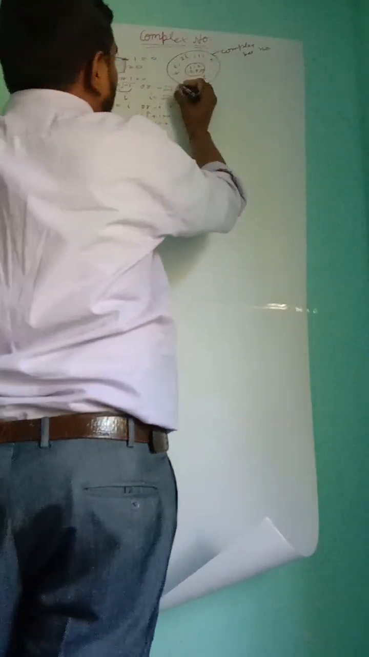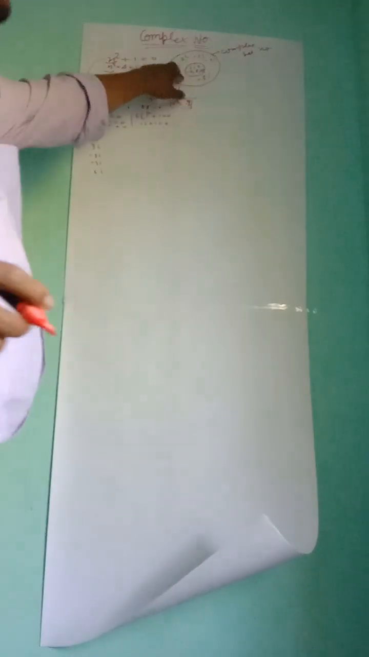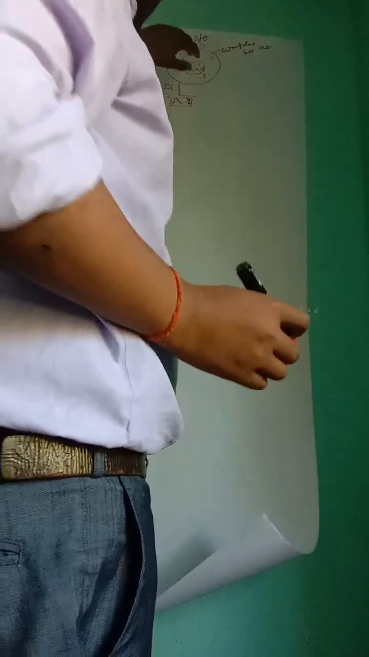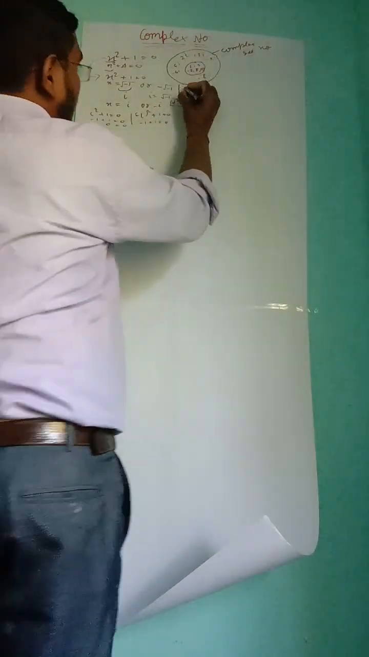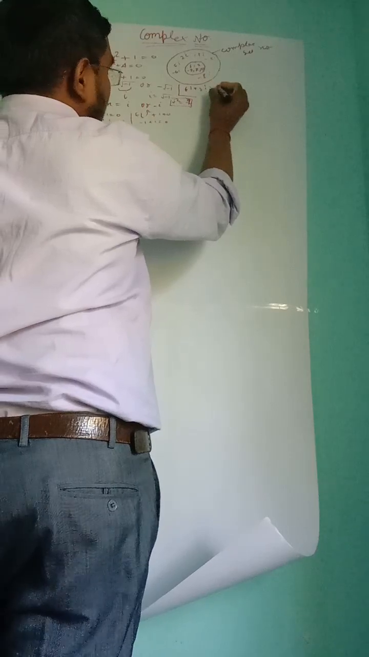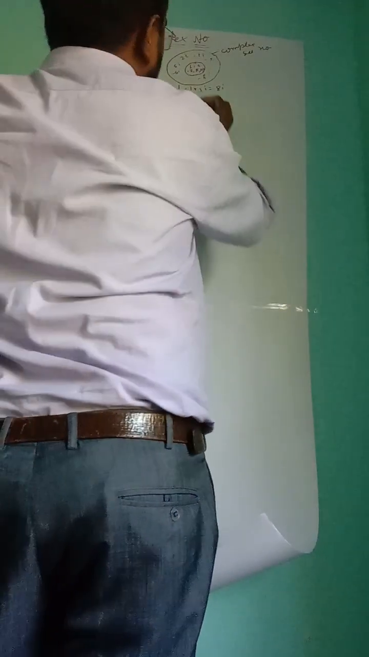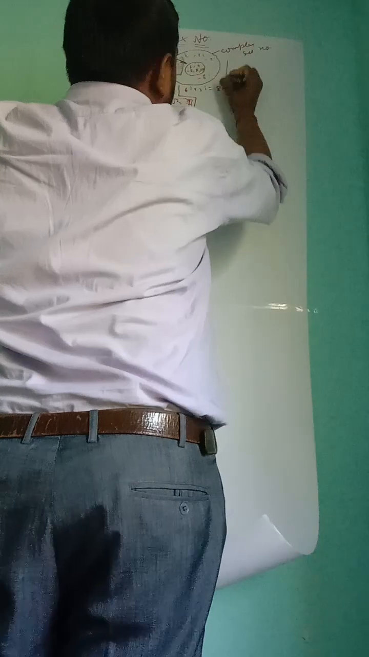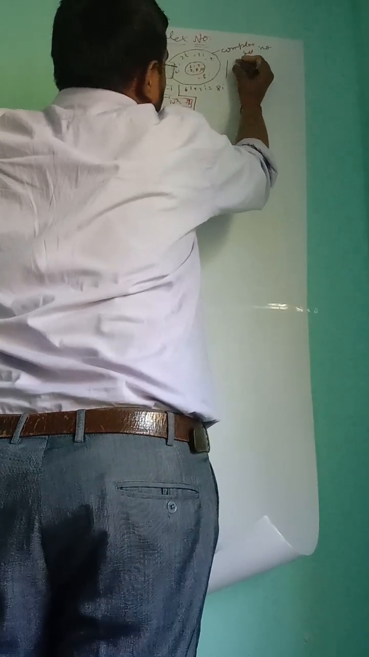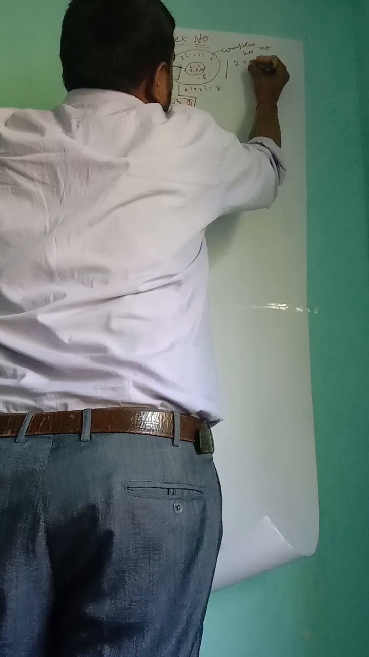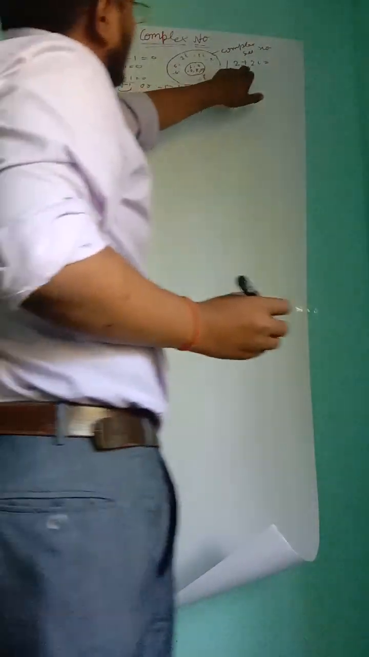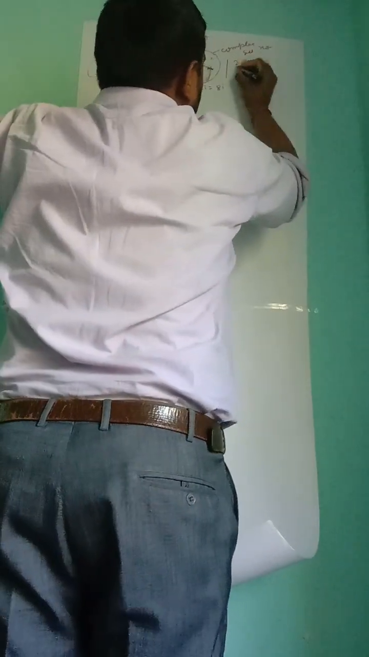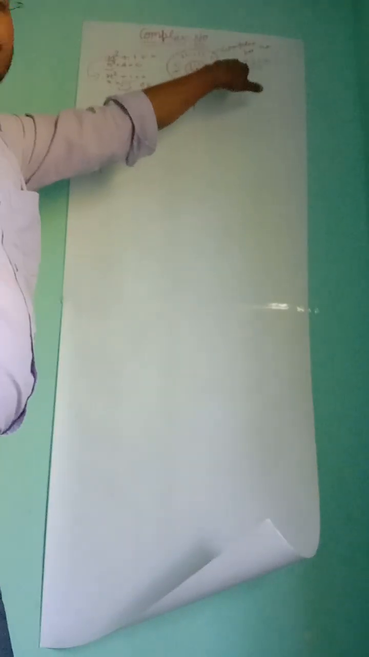If we add two or more of them, then again it is a complex number. Suppose if we add 6 iota plus 2 iota, then it is 8 iota, which is again a complex number. Suppose we add 2 plus 2 iota, this is also my complex number.